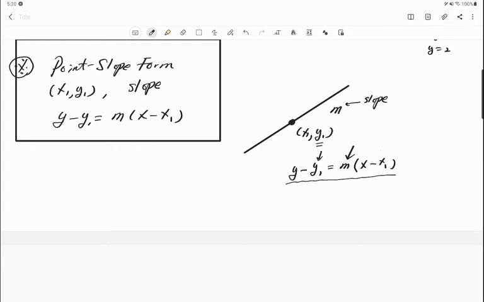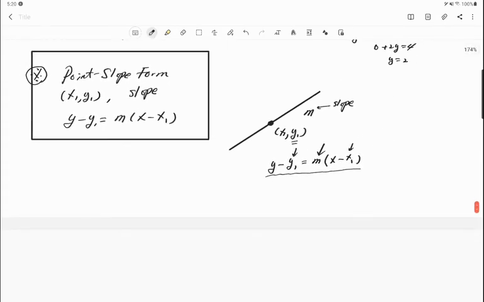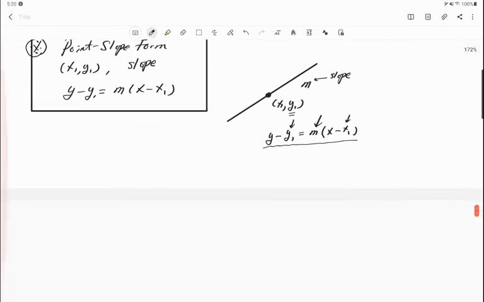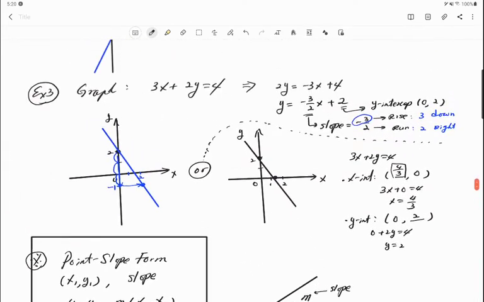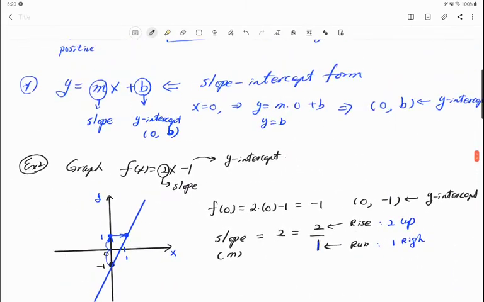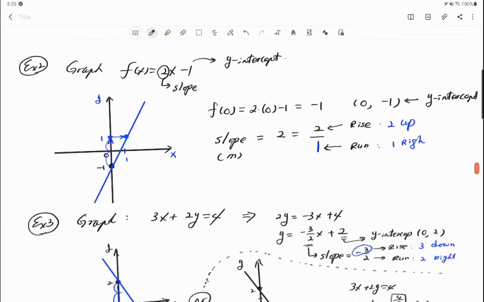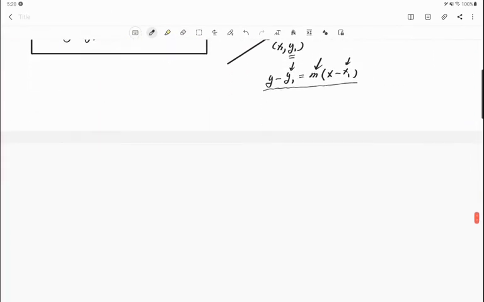Okay, x1 and y1 are what? A point, right? So we use this point slope form many times to find an equation. To write an equation, we can use point slope form or slope intercept form. So we can use either of these two forms.